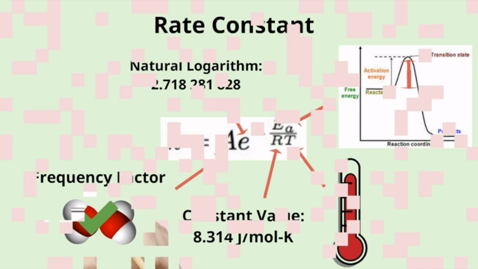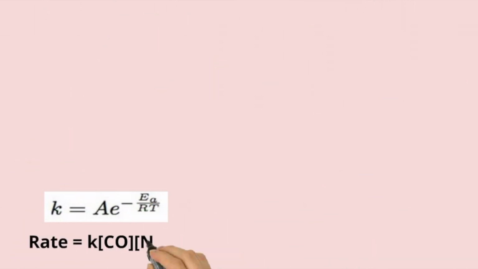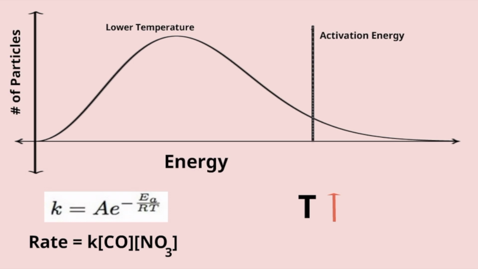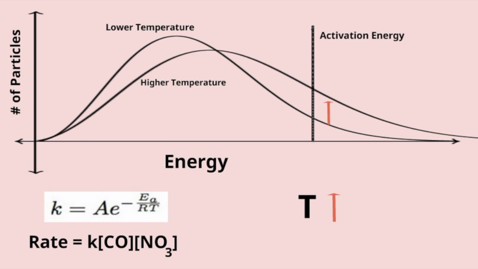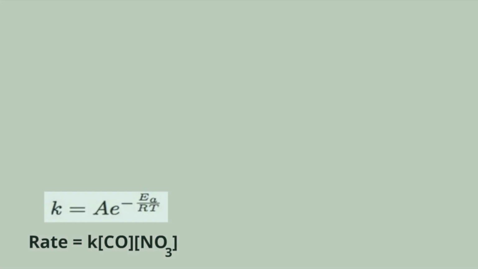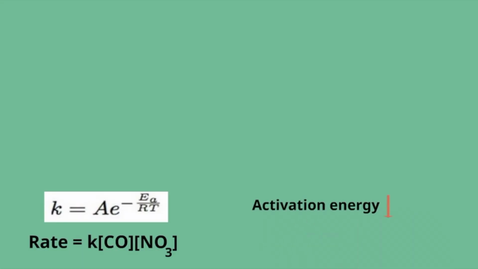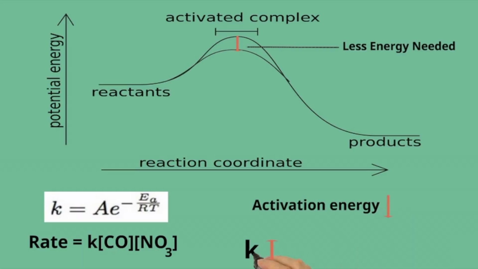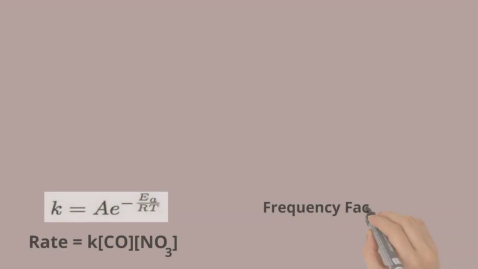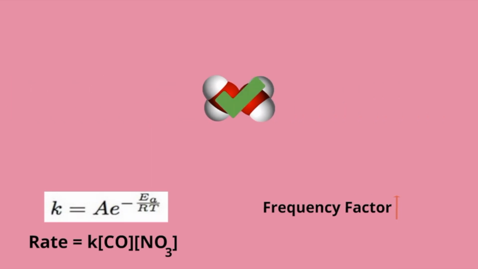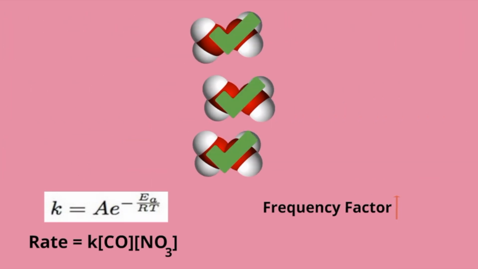Let's analyze this further. If the value of T is high, there is more energy in the system, and the fraction of particles with enough energy to successfully react increases. Thus, there would be a larger value of k and a greater reaction rate. If the activation energy is low, reactions do not need as much energy to occur, thus making the value of k and the reaction rate also larger. If the value of A is large, there are more molecules colliding in the correct orientation, causing k to increase and also the reaction rate.